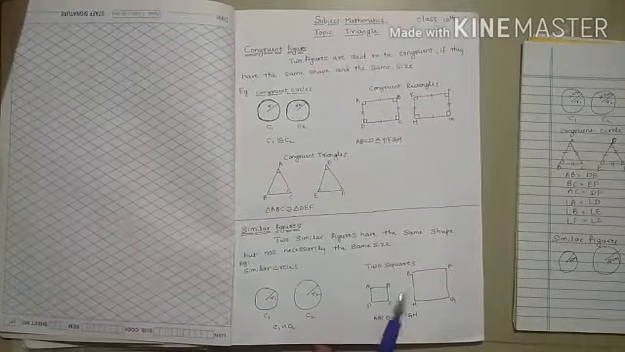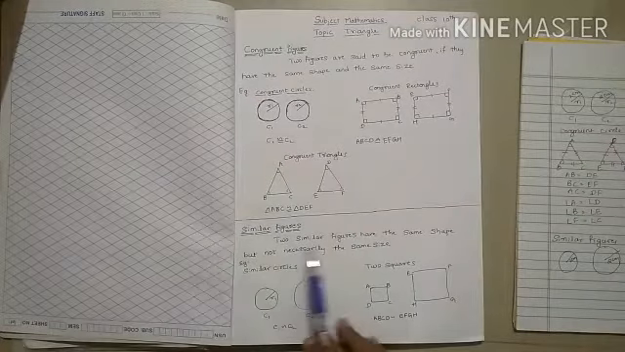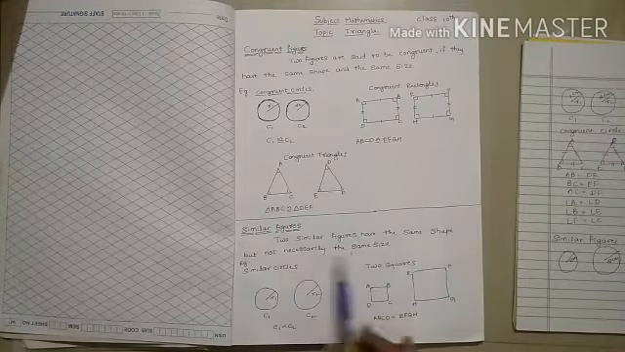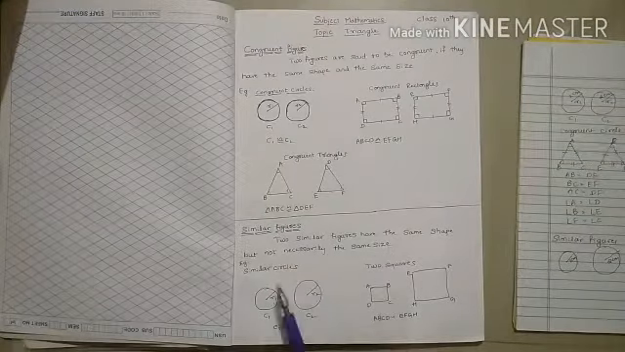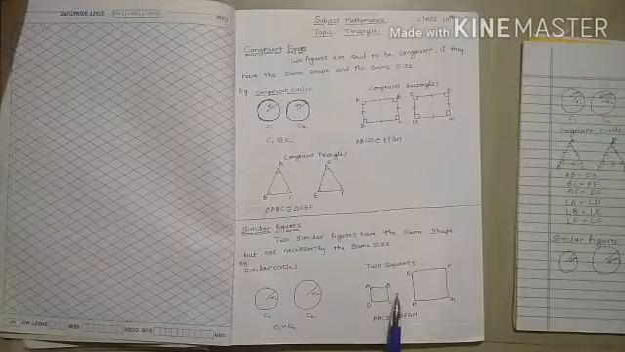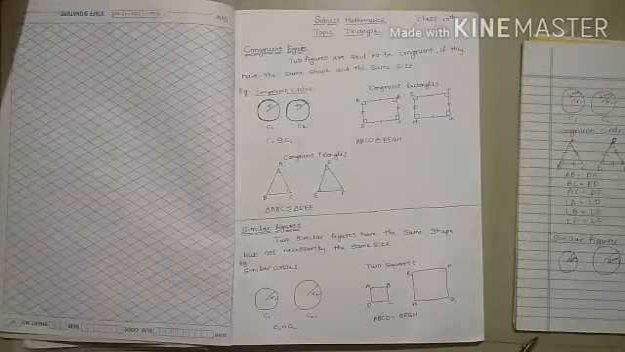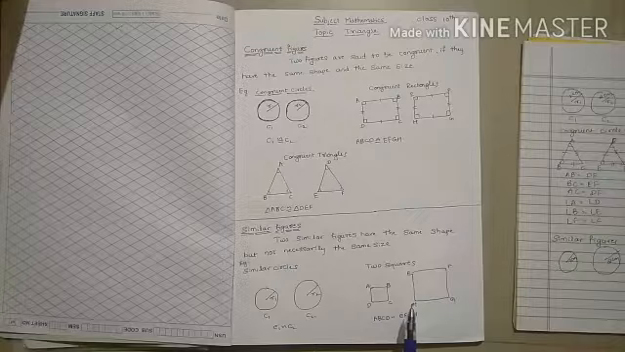Here I have written about the similar figures. Two similar figures have the same shape but not necessarily the same size. So two similar circles and two squares I have given. More detail I will explain about the similar triangles. Actually, in your syllabus they mainly concentrate on similar triangles. Okay, just copy this. Next we will go for similar triangles.